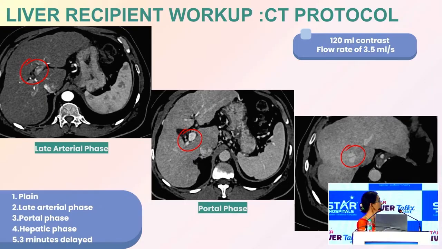Anything that's hypervascular will stand out. Any portal vein thrombus will stand out. So it's important to have this late arterial phase. Portal phase should show good opacification of the portal vein so that you're able to pick up any filling defects in the portal branches or the main portal vein.